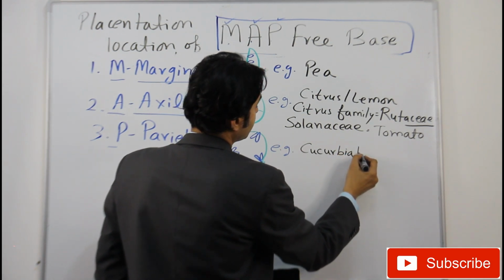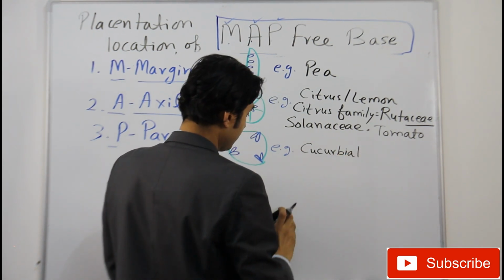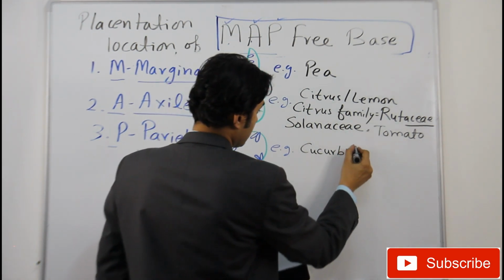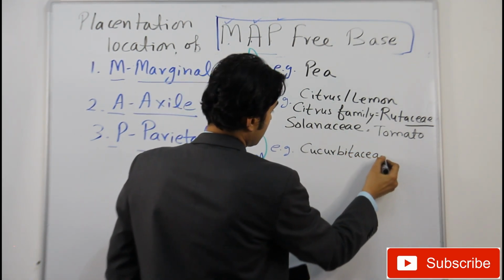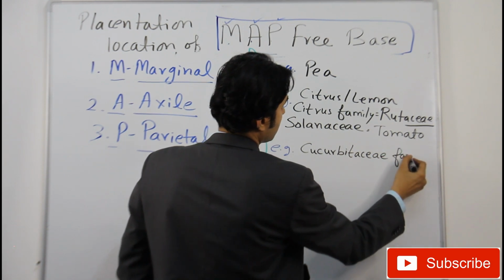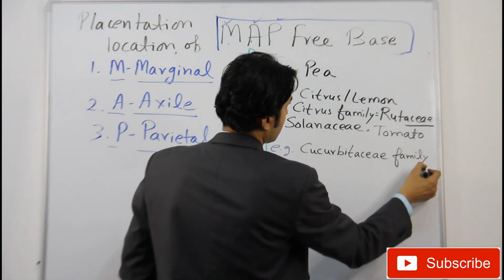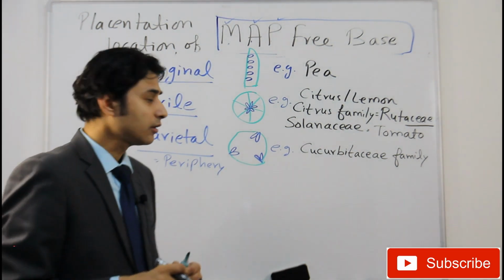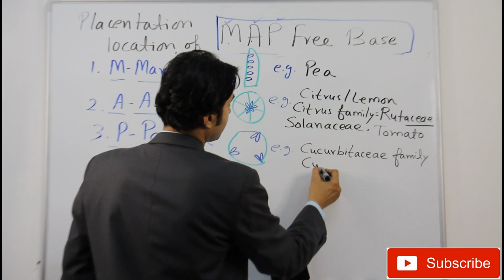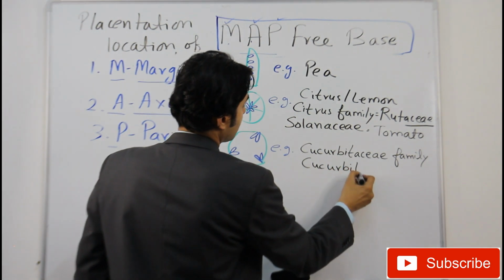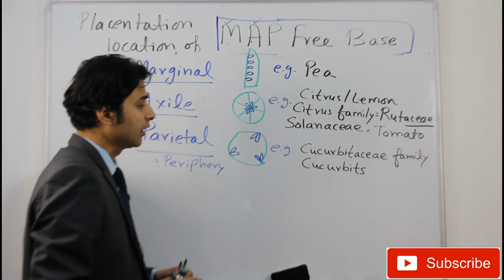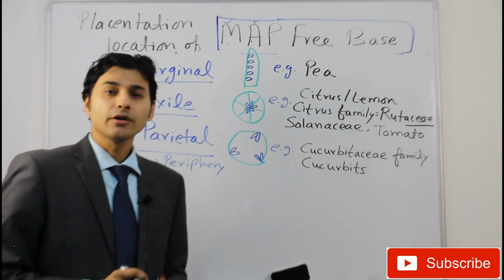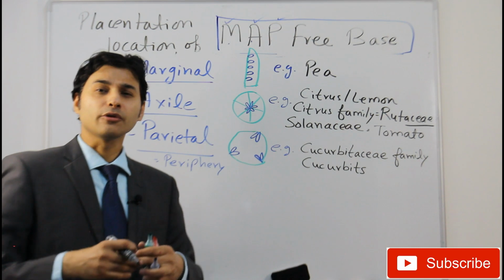Examples of this are the Cucurbitaceae family. Cucurbits, gourd, and all those types of plants which are present in this, your watermelon, your muskmelon.